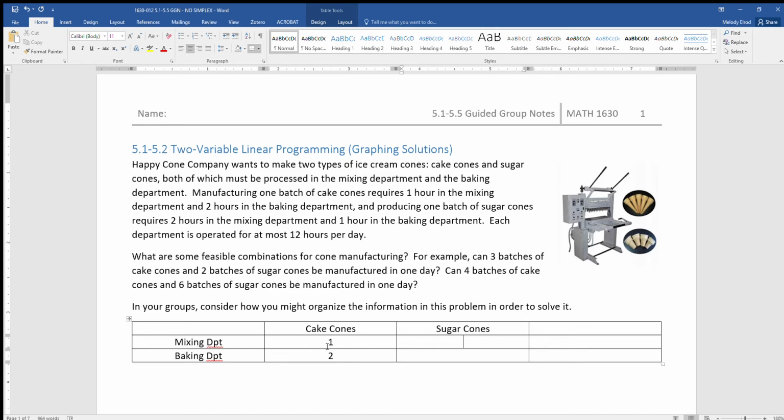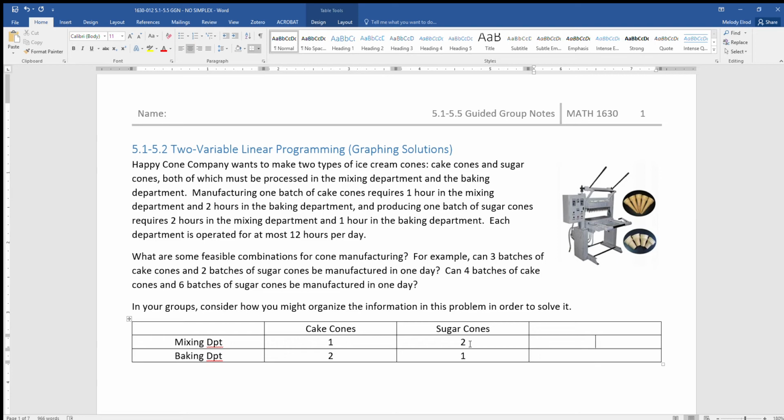Sugar cones was the opposite. So producing 1 batch of sugar cones is 2 hours in the mixing department, 1 hour in the baking department. So we've got the opposite happening here. And then we know that for both of these, we have to use up to 12 hours. Now, in previous iterations of this stuff, we want to use 12 hours, right? But this at most 12 hours introduces some variability into it. It could be 12 hours, it could also be 11 or 9.5 or 3, right? So there could be less than that.